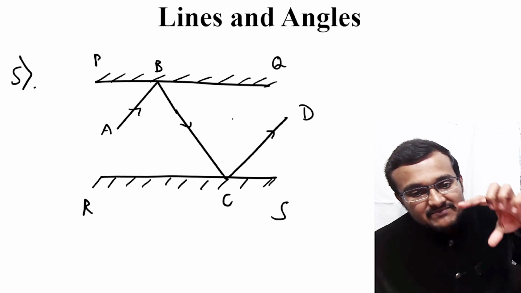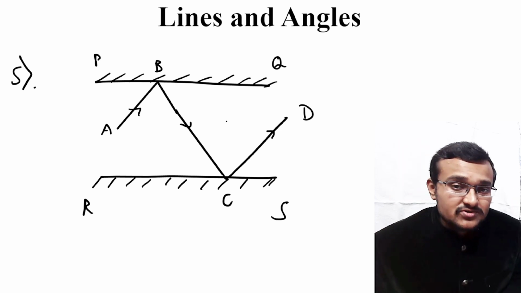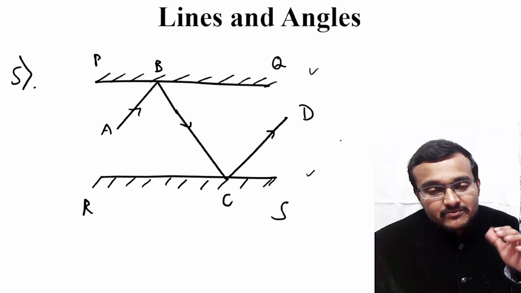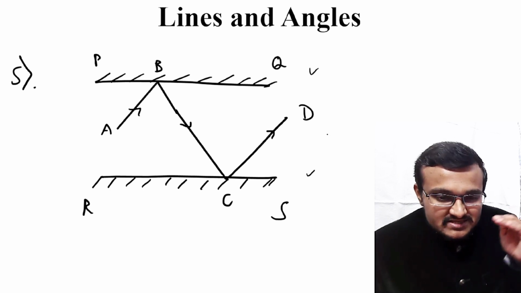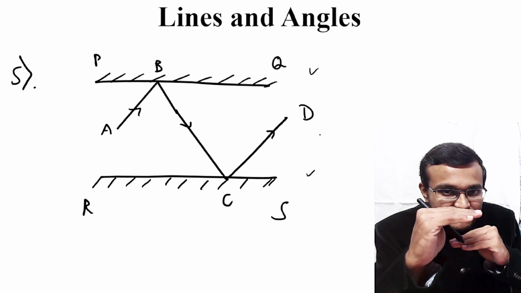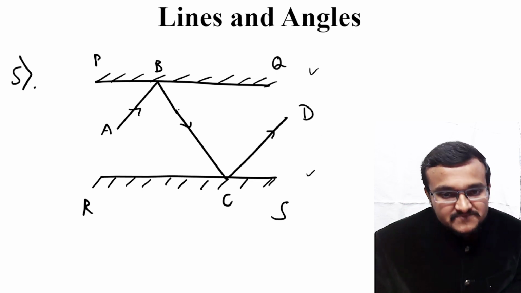Now you have to prove AB and CD are parallel to each other. And the data which they have given is PQ and RS are the two mirrors which are kept parallel to each other. So basically you have two parallel lines when you see from the side view of these two parallel mirrors.